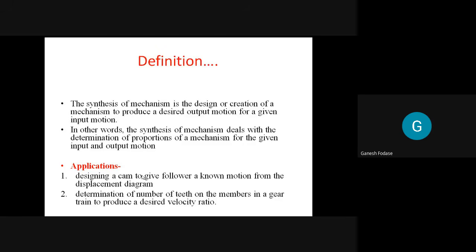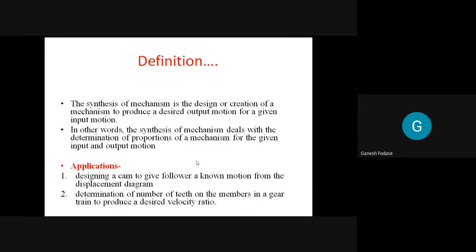Hello? Are you getting what synthesis is or not? Yes, sir. Okay. Please reply. I request again and again so that I understand whether you are getting it or not.